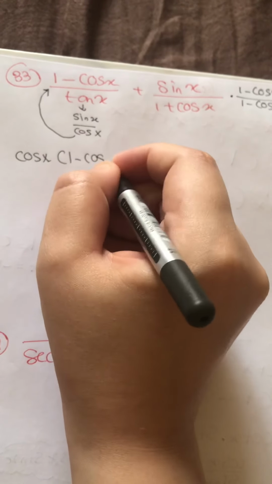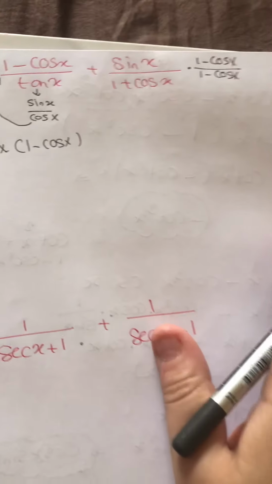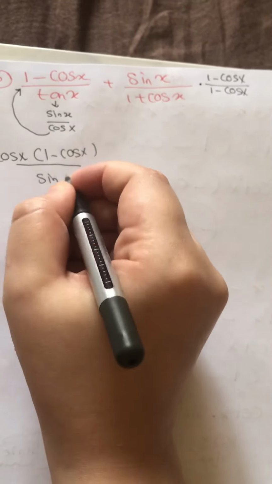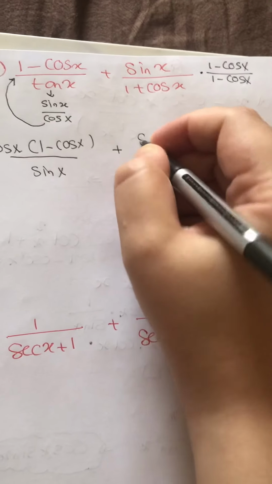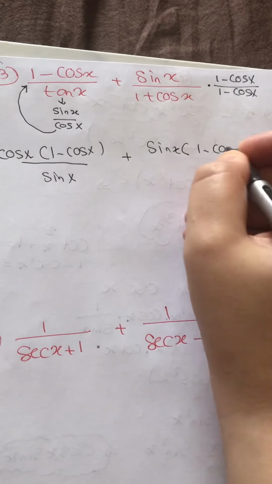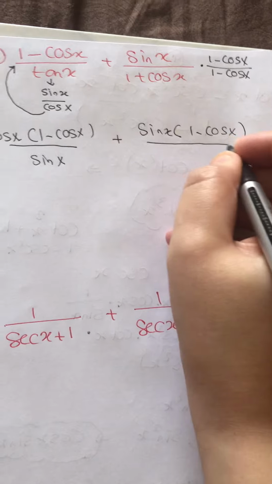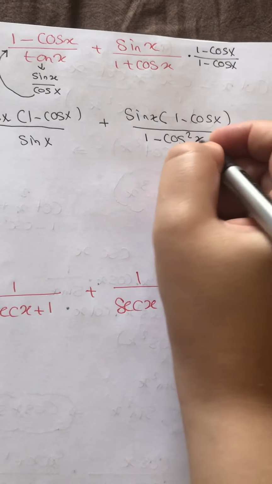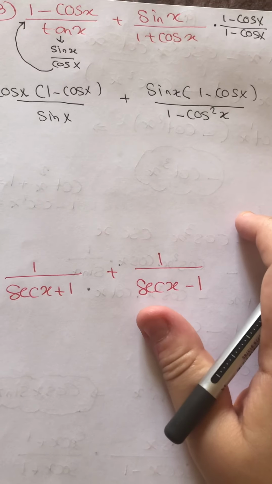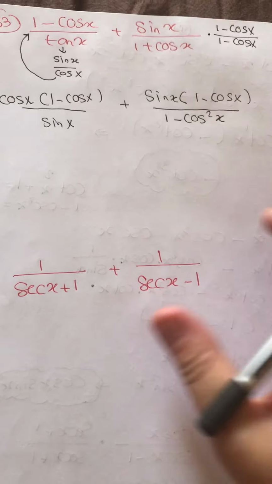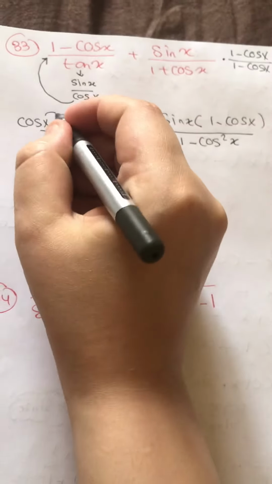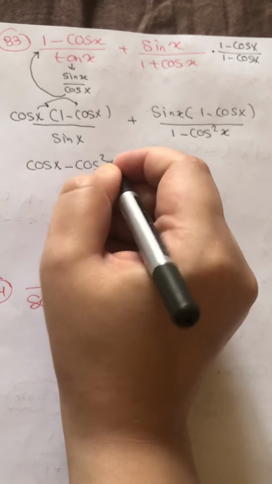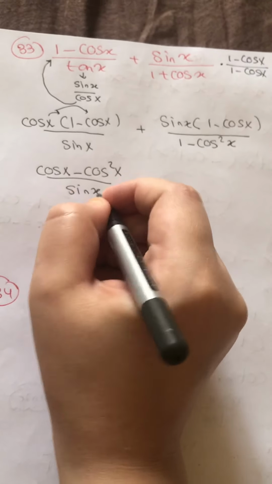You can try another method, and if you reach the answer, tell me. The answer is sine x plus, okay, this is over sine x plus, here it became sine x times 1 minus cosine x all over, multiplying these difference of squares, I'm going to get 1 minus cosine squared x. And what is 1 minus cosine squared x? It's sine squared x. I'll distribute here. I'll get cosine x minus cosine squared x all over sine x.